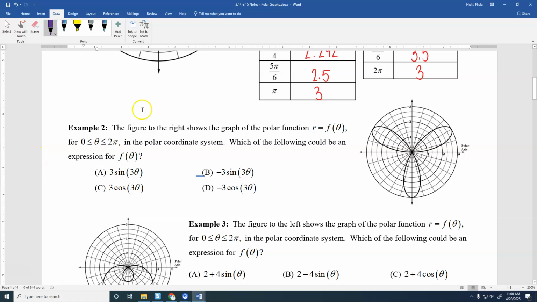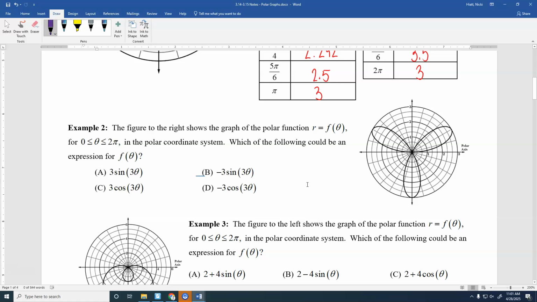So what you're more likely to see is something like example 2. The figure to the right shows the graph of polar function r equals f of theta from 0 to 2 pi. Which of the following could be an expression for f of theta? Whenever you have this, you can basically just test some points.